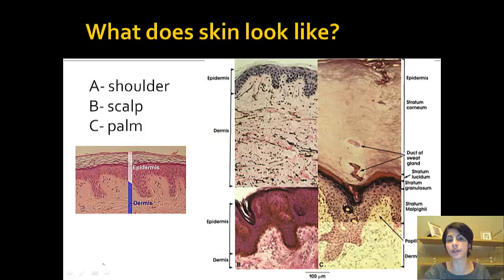Here are 3 good places to look at how the thicknesses of the epidermis and dermis vary in different parts of the body. As you note, the shoulder, the scalp, and palms all have different thicknesses of the epidermis. Please note also that the palm has the thickest and is stratified squamous with a couple of sweat glands tossed in there, at least in this slide. So take a moment to notice where the basement membrane is, where the dermis actually starts on each of these.